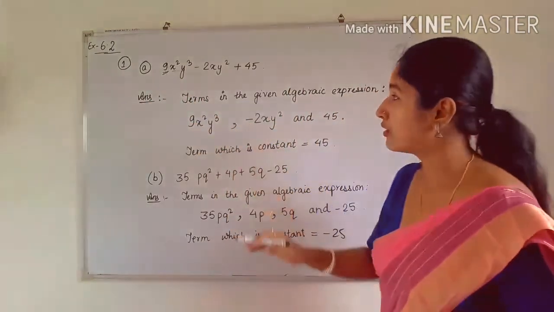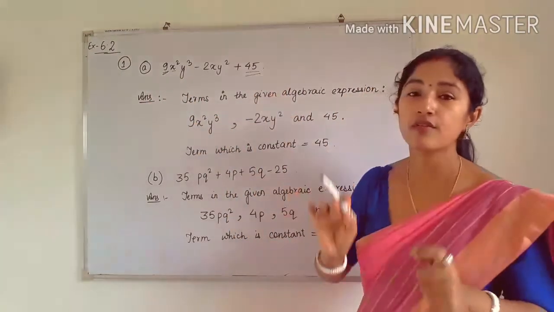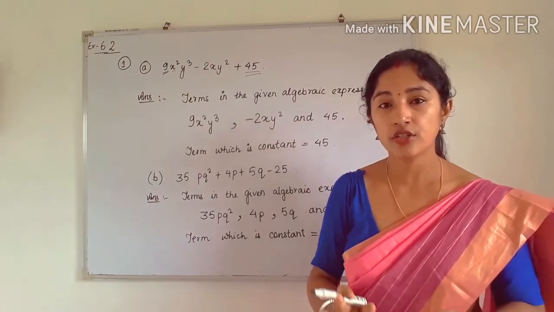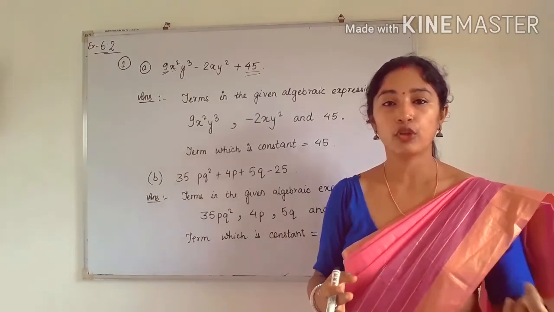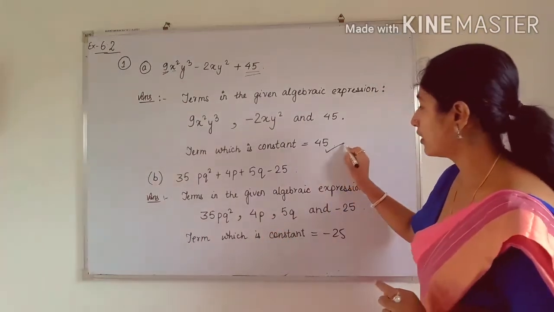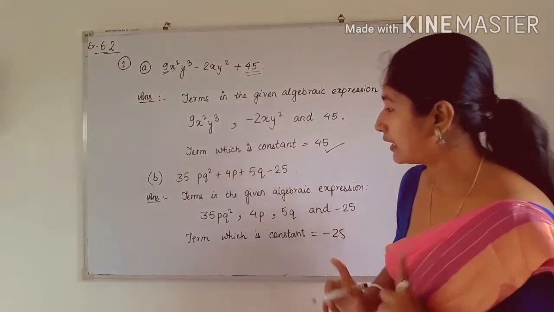So what is constant? 45 is constant because 45 is not multiplied with any variable. It will remain constant. We cannot change 45 to 100 or 45 to 46. So 45 will be 45. So constant term is what? 45. Similarly, see number B.